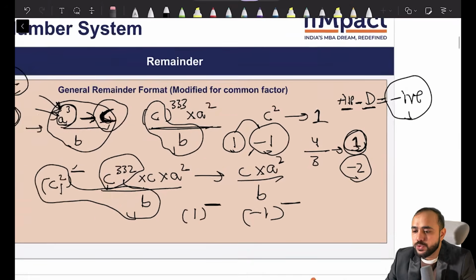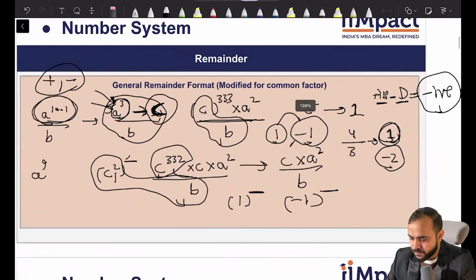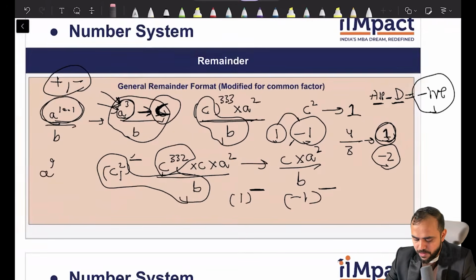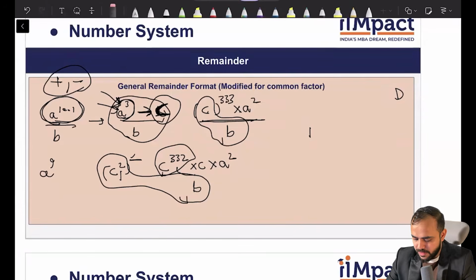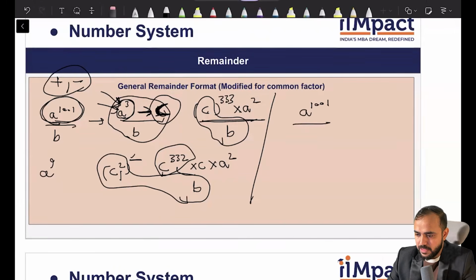Reduce the magnitude to something which will never change. All right. So far everyone is clear. I hope this is something we have seen a lot. What if the divisor and the dividend, the numerator and the denominator have a factor in common?